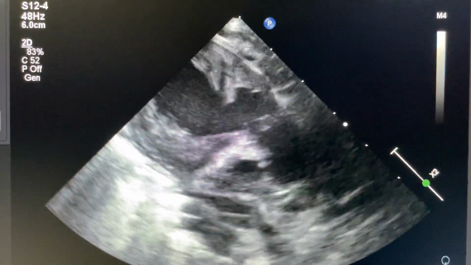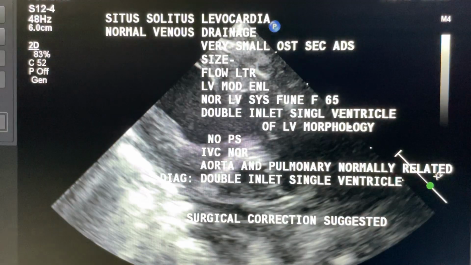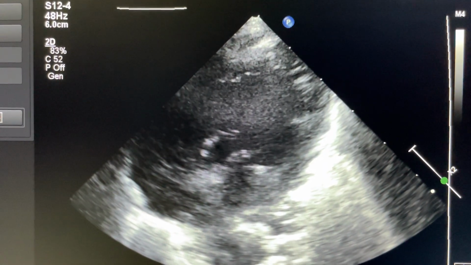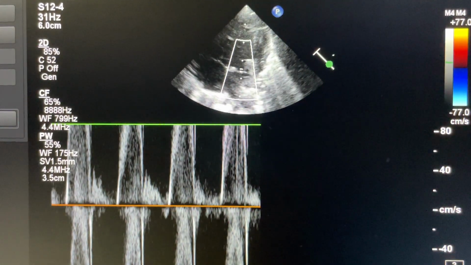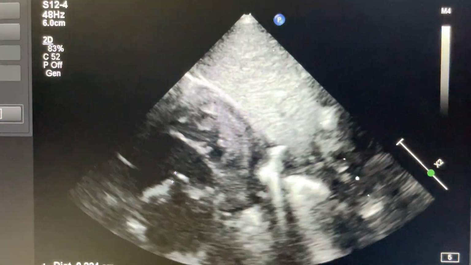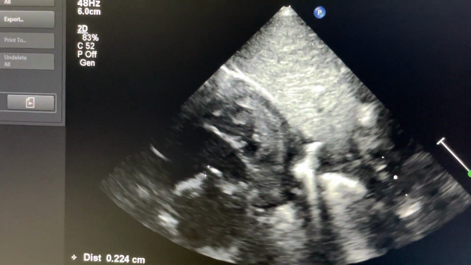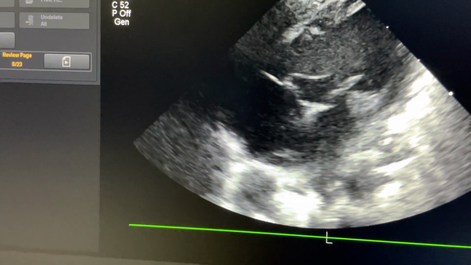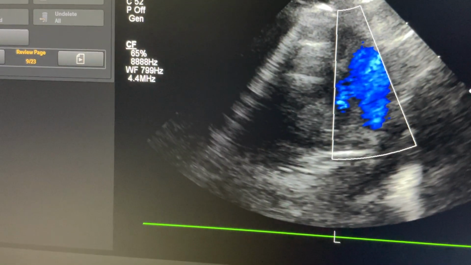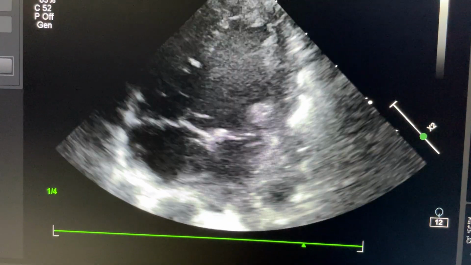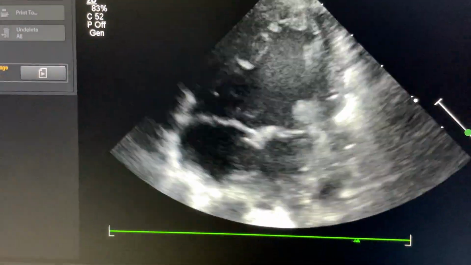Again the same thing. So I'm going to show you again the apical four chamber view. Very small ASD in this case. This is ASD, very small. This is the apical four chamber view.